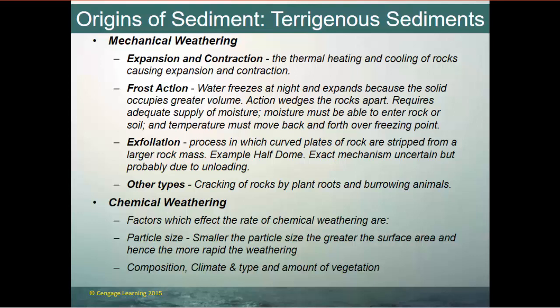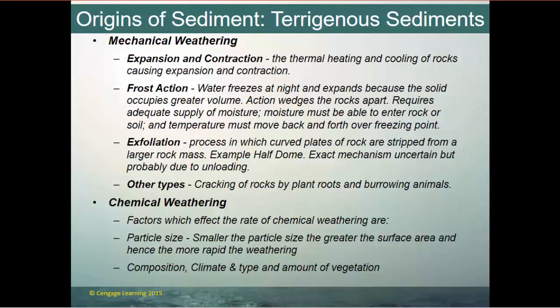Exfoliation is the process in which curved plates of rock are stripped from a larger mass. An example would be Half Dome out in Yosemite Valley, California. You have large emplaced plutons of igneous rock. A pluton is because the rock cooled underground, and as the material above that rock weathers and it's exposed at the surface, there's less and less pressure on that rock, and so it begins to expand upward, and it splits, it shears off, it breaks off in these sheets, and those exfoliation sheets break away, and that's the process of mechanical weathering. You can also get cracking of rocks by plant roots and burrowing animals.